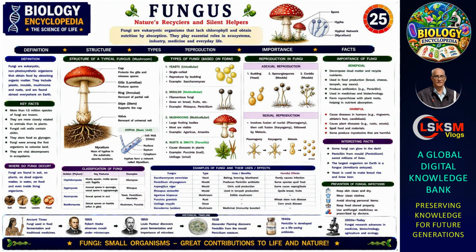25. Fungus. Fungi are organisms that include yeasts, molds, and mushrooms and play important roles in ecosystems. Learn about fungal structure, reproduction, decomposition, and their relationships with other organisms.